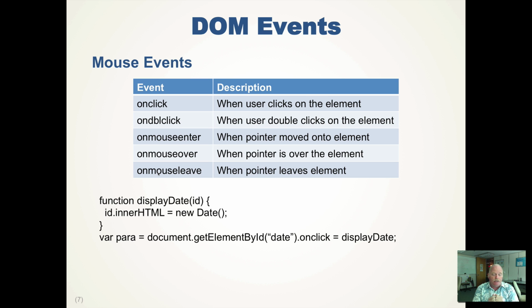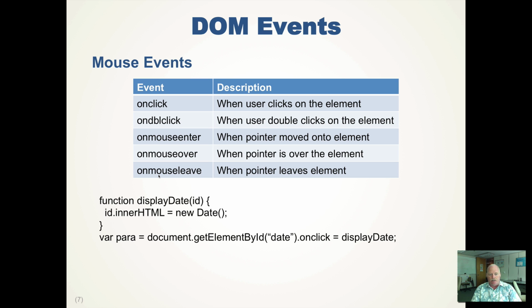We set its inner HTML to a new date, and then in the JavaScript we can say document get element by ID, and then on click, and we assign the function display date to the on click. So if we have an HTML element whose ID is date, if the user clicks on it, its inner HTML will show the current time.